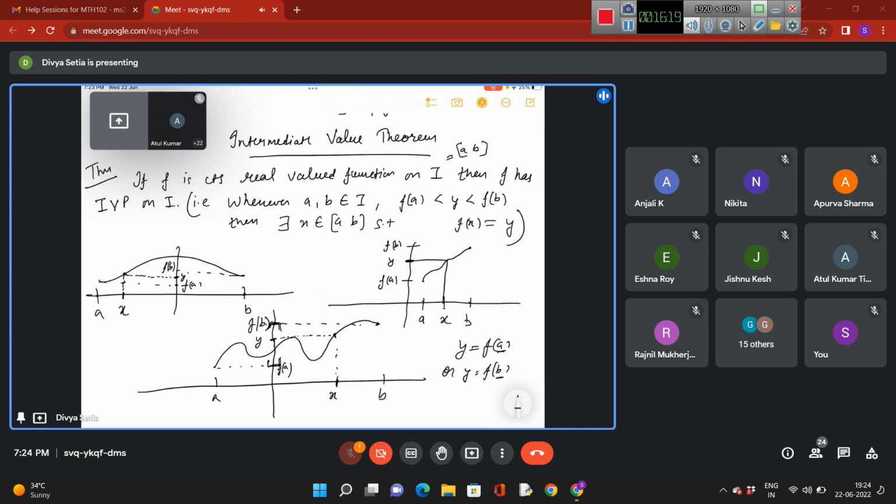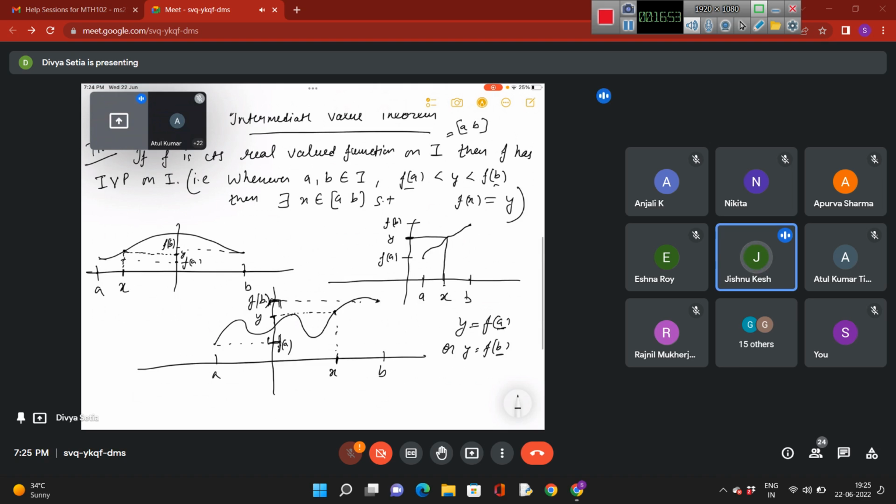See, the earlier theorem was that every continuous function's image is always bounded on a closed and bounded interval. And now we are saying that each and every point lying between f of a and f of b is attainable. So what does that mean? Combine these two statements, what does this mean? What should the image look like?